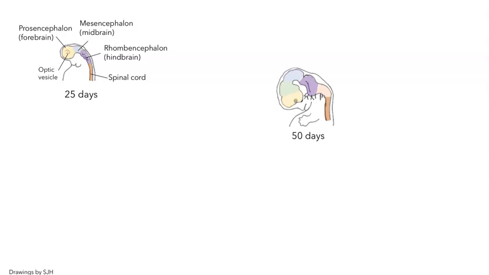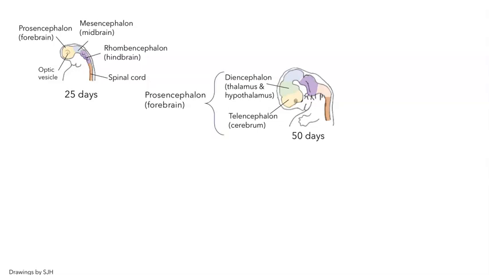Move forward a few weeks to 50 days of development, and now we can see that the forebrain is split into two parts. There's the telencephalon that will give rise to the cerebrum, and also the diencephalon that will differentiate to give rise to the thalamus and the hypothalamus. Together we would still refer to these as the prosencephalon of the forebrain.